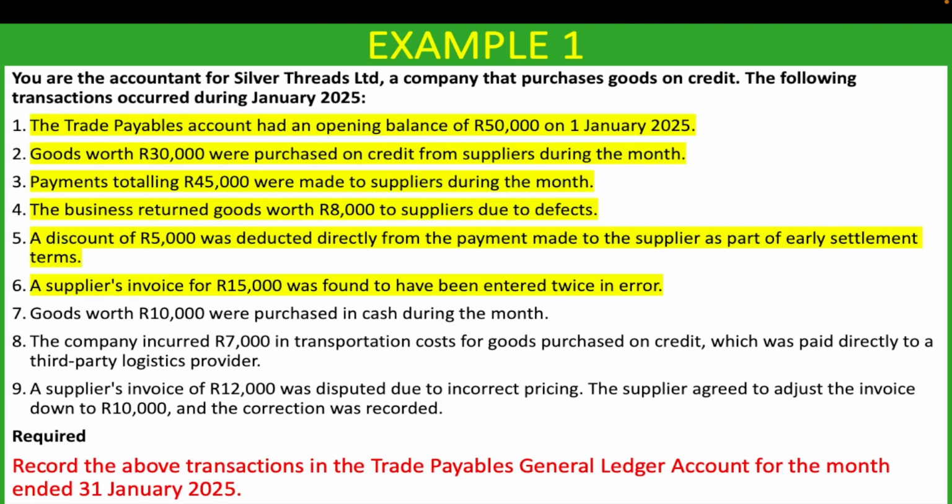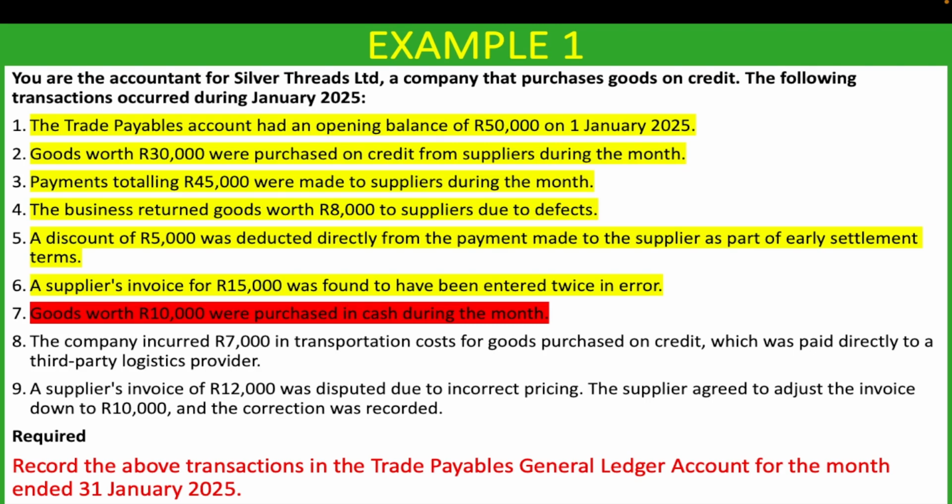Number 7, goods worth 10,000 rand were purchased in cash during the month. Now, I hope you paused the video, you attempted the question here, and you were able to determine that this does not affect trade payables. Why is that? Well, it's a cash purchase. So you must know already that any cash purchase does not affect my trade payables. Okay, I hope that's already clear enough. Only when we purchase on credit, that is what affects our trade payables. So I'm going to highlight this one in red because it does not at all affect my trade payables.